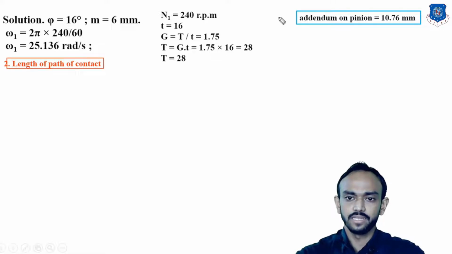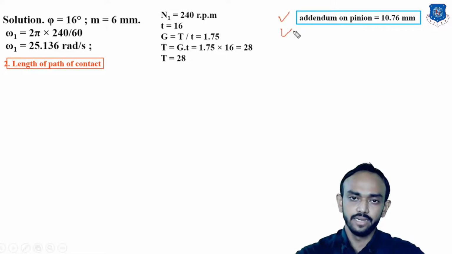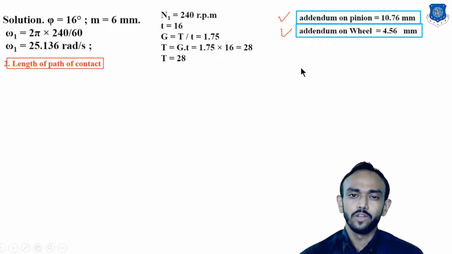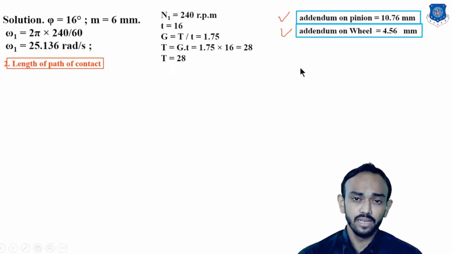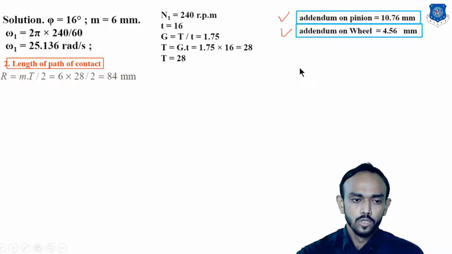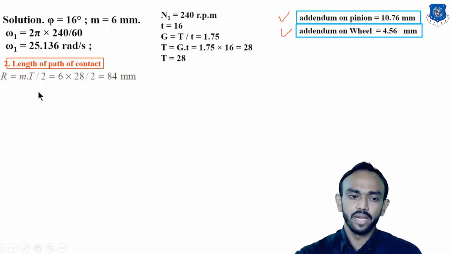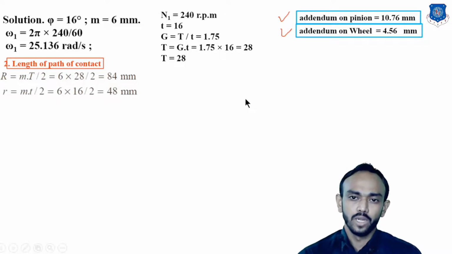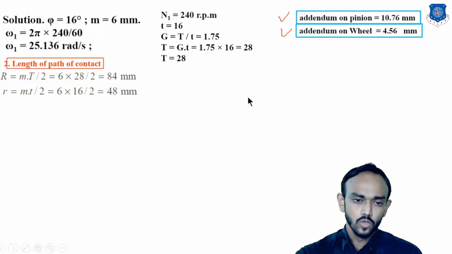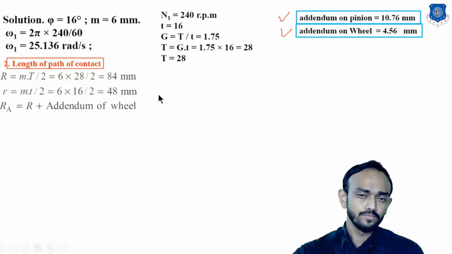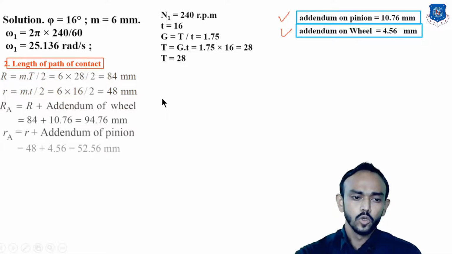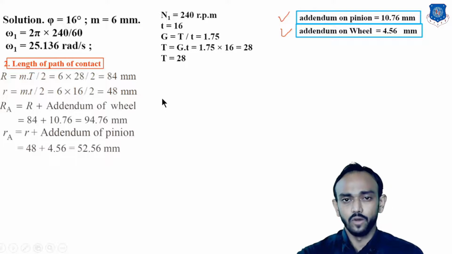For that, first of all, we take the data we found earlier, like the addendum of pinion and wheel. Now you are going to find the pitch circle radius for pinion and wheel, the addendum radius for pinion and wheel, and then KP and PL. You know that capital R is equal to M capital T by 2, which is 84. Now small r is equal to M small t by 2, and small t is already found as 16, so 48. Now the addendum radius for the wheel and the addendum radius for the pinion. These all 4 radii must always be found.